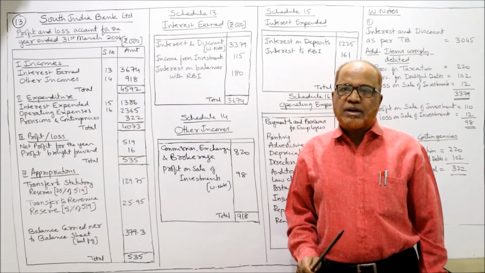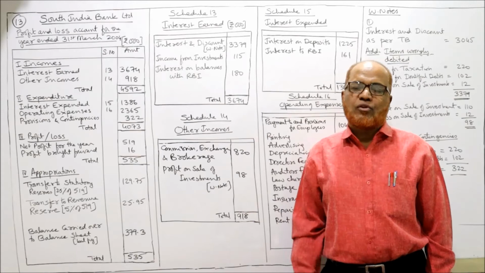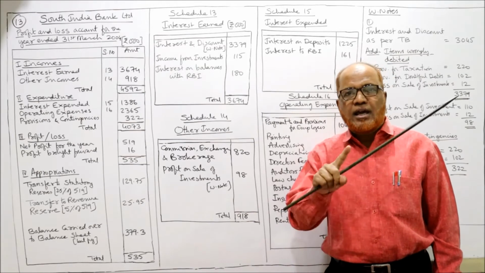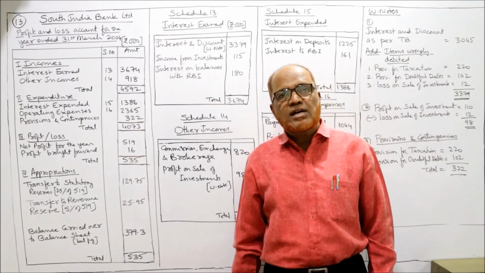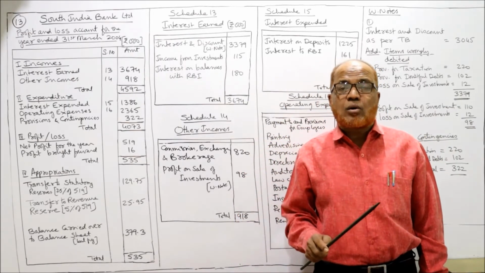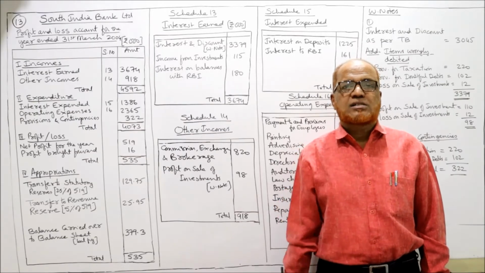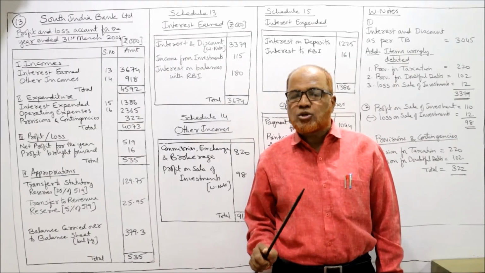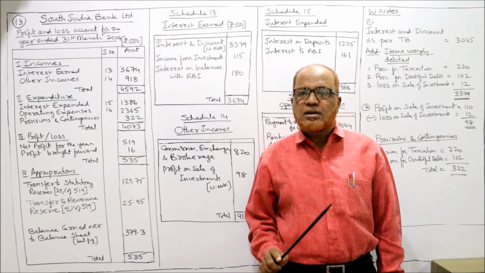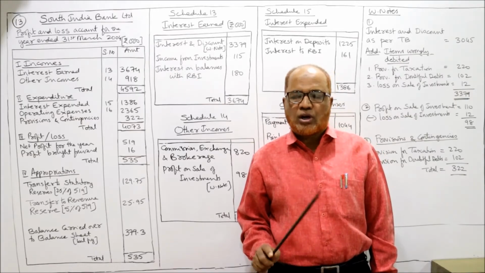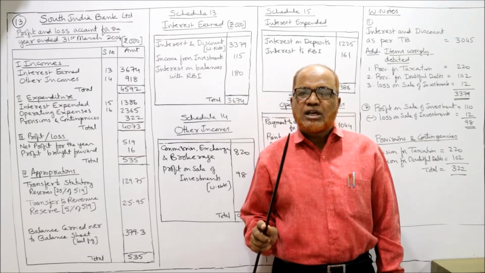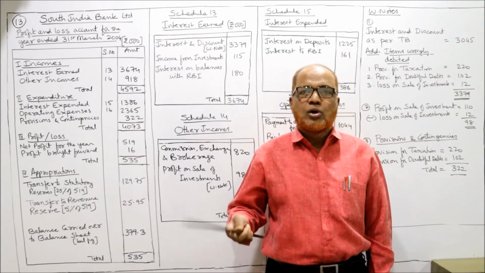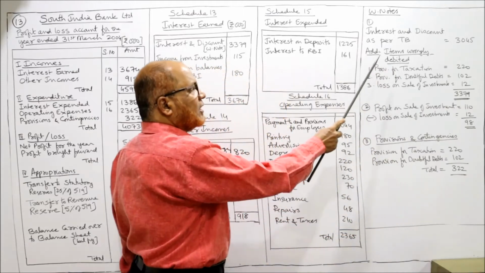So after four adjustments, interest and discount of 3045 came. Out of the four, three adjustments are wrong and one is correct. What is the correct adjustment? Rebate on bills discounted should be deducted from interest and discount, and correctly it has been deducted. So we will not adjust rebate on bills discounted. Apart from that, provision for taxation, provision for doubtful debts and loss on sale of investment, these three items were by mistake debited, deducted from interest and discount. We will add them back.